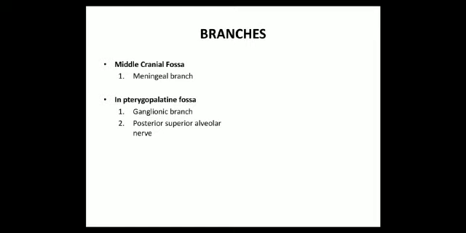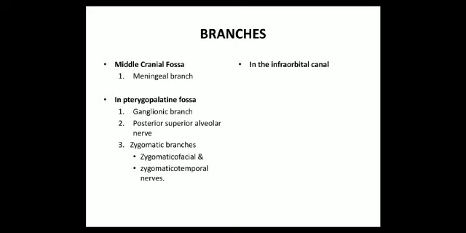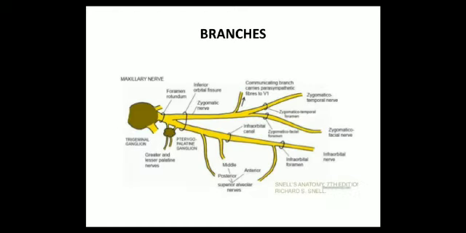So, to summarize, the branches are given in the middle cranial fossa, the pterygopalatine fossa and the infraorbital canal. In the middle cranial fossa, it gives the meningeal branch. In the pterygopalatine fossa, it gives the ganglionic branch, the posterior superior alveolar branch and the zygomatic branches, which give the zygomaticofacial and zygomaticotemporal nerves. And in the infraorbital canal, it gives the palpebral nerves, nasal branches and the superior labial nerve. Diagrammatically we can represent the nerve and its branches like this.